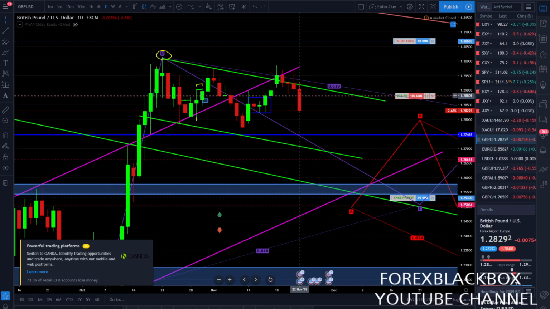pushed halfway through the channel itself. The channel width is 200 pips. You can say 200 pips, and from here to here, almost 100 if I measure it from the top.